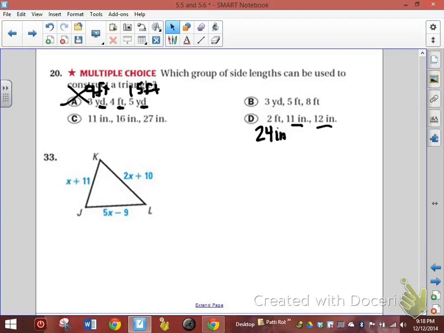On number 33, this is the one that requires a lot of algebra. We don't know which one's the longest side, really, so you've got to set up all combinations. Let me write the 3 combinations this way first. We've got to do JK plus KL has to be greater than JL.